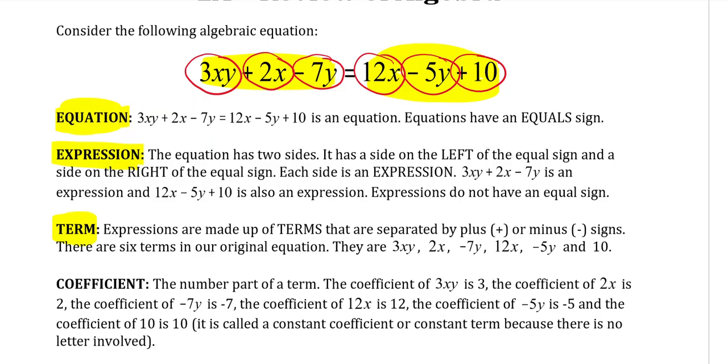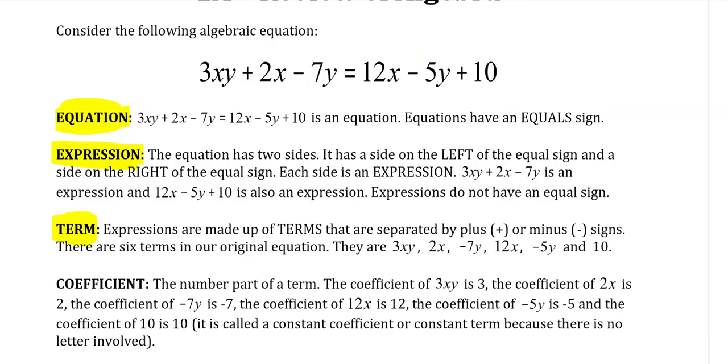Next word we need to know is the word coefficient. The coefficient is the number in front of the letter. If I take the first term, 3xy, the coefficient of the xy is the number 3. You could get a question that says, what is the coefficient of the y term? You'd find the term that only has a y in it. There are actually two of them in this question, and the coefficient would be either minus 7 or minus 5.